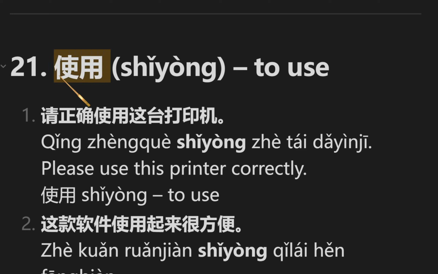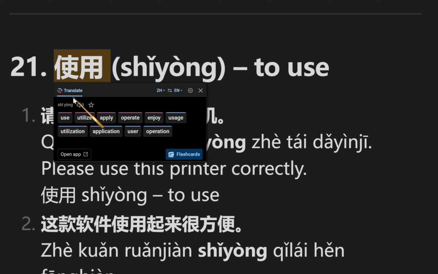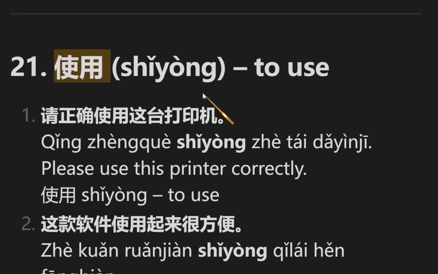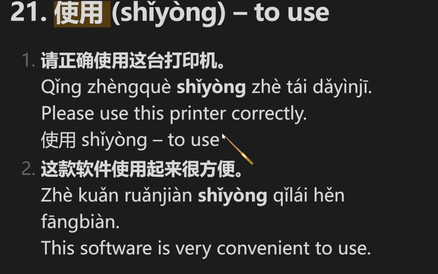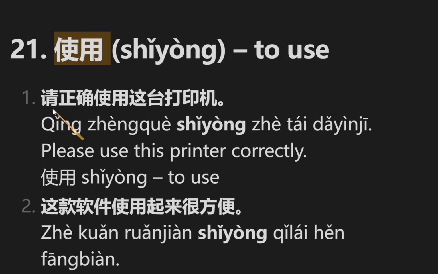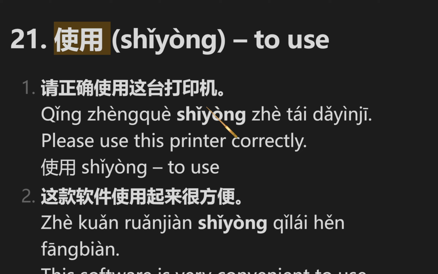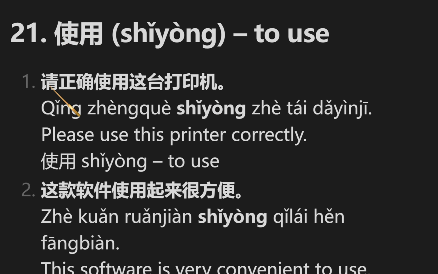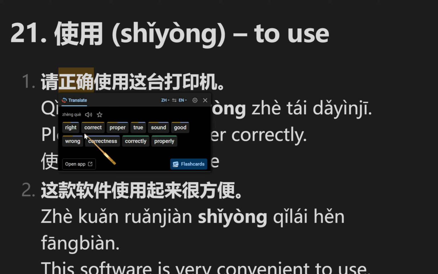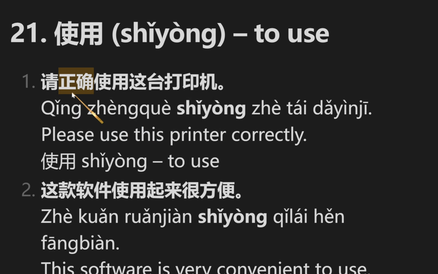Next one, 使用, to use. A bit different, because 用 is to use, right? But 使用 is like utilize, apply something. Utilize could also be 用. Let's say, please use this printer correctly. 请正确使用这台打印机。打印机, a lot of new words. Let's see. So, please, 正确, correctly. Here it is correctly or right, correct, properly. 正确使用, correctly use, correctly utilize.